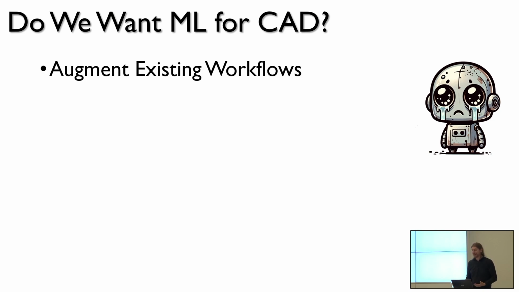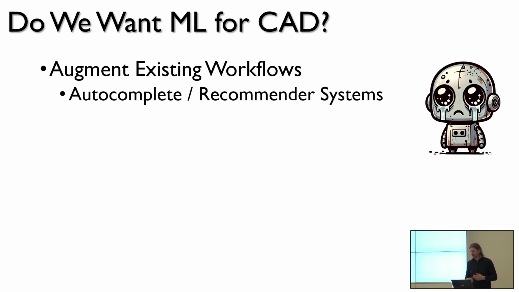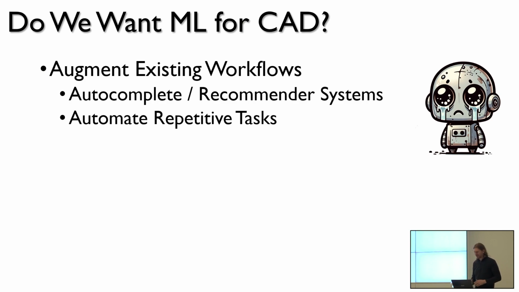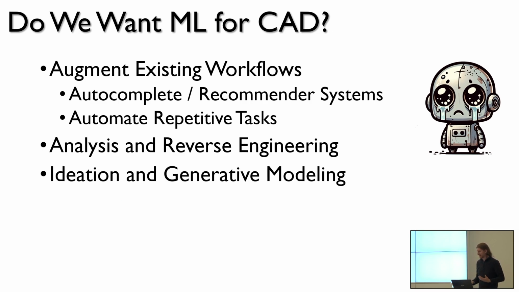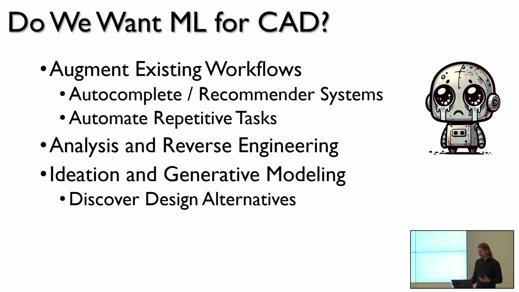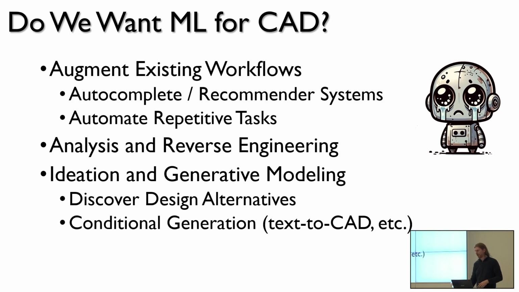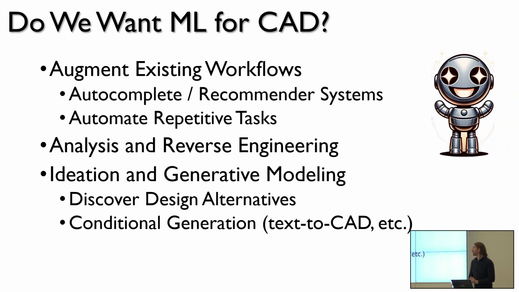First, we could augment existing CAD workflows. We could build smart autocompletes or recommender systems for CAD systems. And CAD modeling often involves a lot of rote, repetitive tasks that we could learn to automate. We'd also use it to analyze designs or help with reverse engineering tasks. And finally, we could ride the new Gen AI bandwagon and build discovery tools for finding design alternatives. We could also make CAD modeling more accessible with conditional generation, essentially text to CAD. So yes, I think our robot friends get to play too.